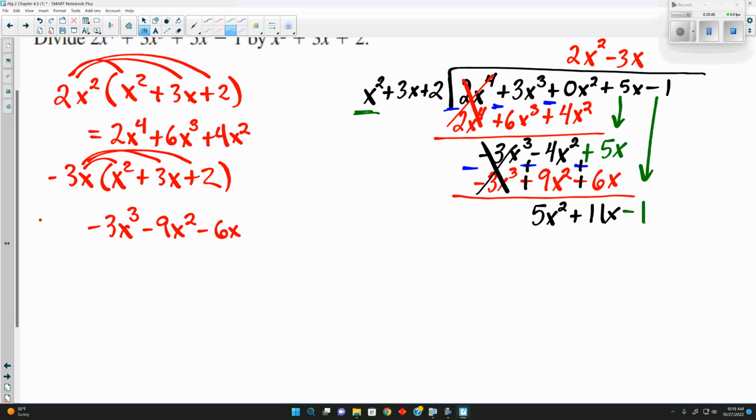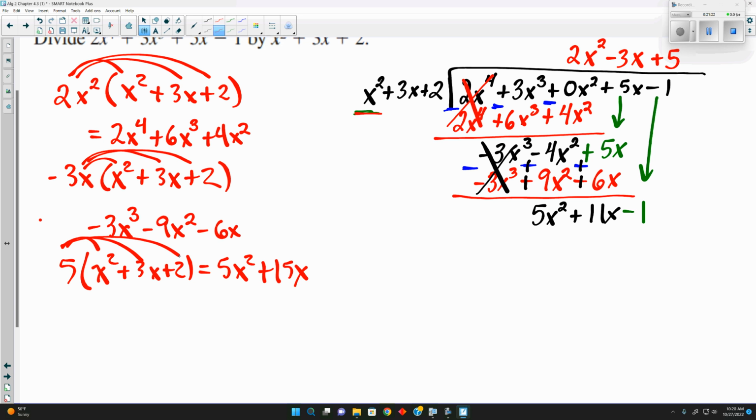Well, we're going to do it again. What times x squared will give me 5x squared? 5, yes? And it would be positive, so we'll put plus 5. So the last one we'll have is 5 times x squared plus 3x plus 2. Well, 5 times x squared is 5x squared. 5 times 3x is going to be plus 15x, and 5 times 2 is going to be plus 10.